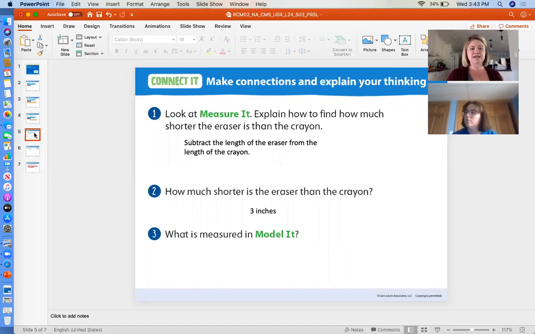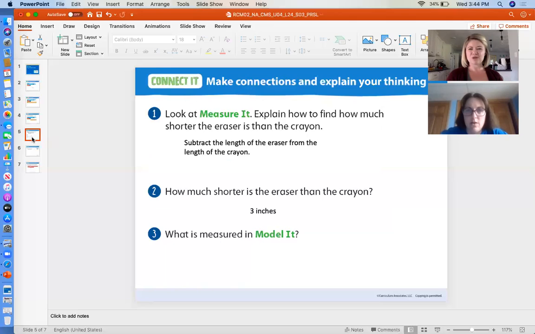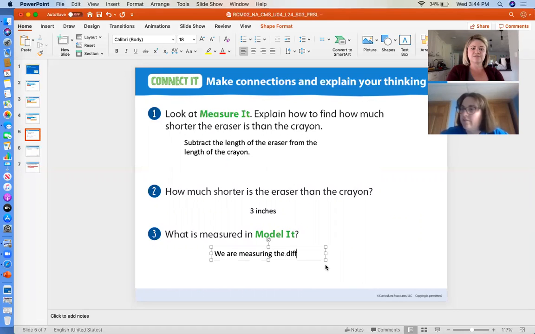the next question is asking us, what is measured in the model it? So I'm gonna flip back to the model it really quick. We're gonna take a look at it, and then we're gonna discuss what we're actually measuring. So look here, we're measuring this space right here. Right. So what are we measuring? We're really measuring the difference, right? What was left between there. We are measuring the difference between the eraser and the crayon. Yes, perfect. All right.